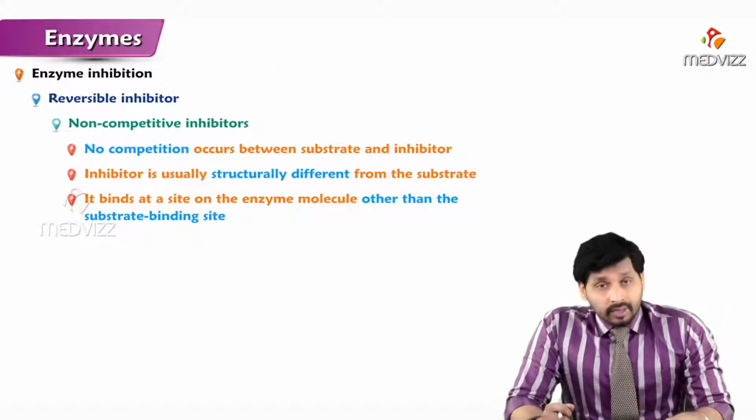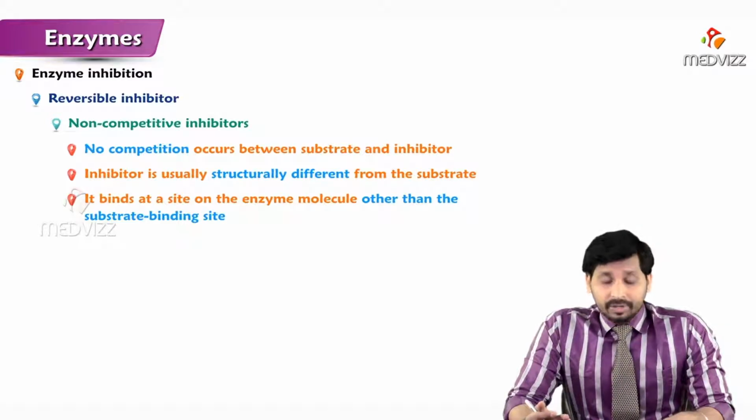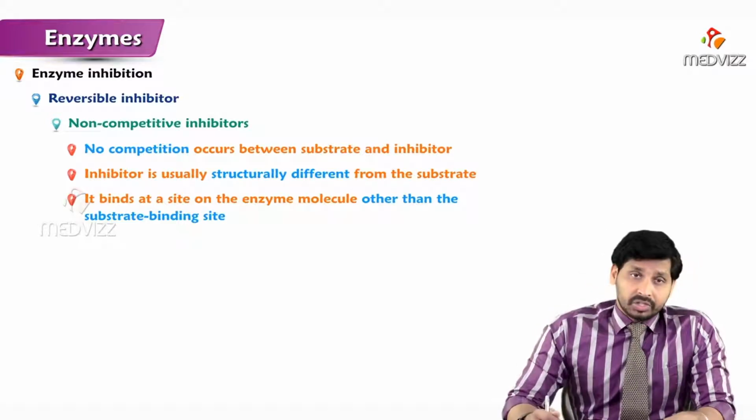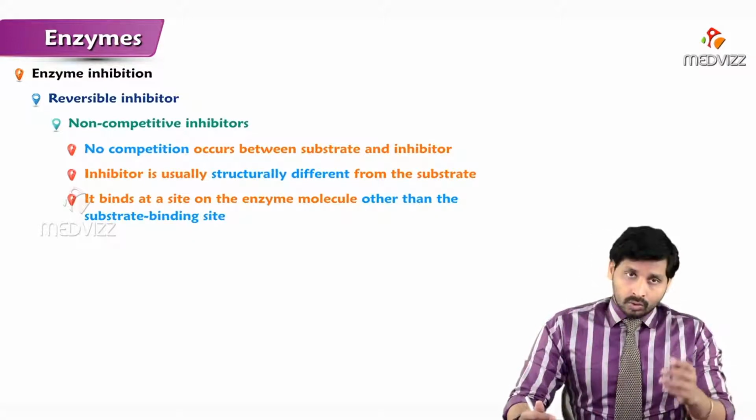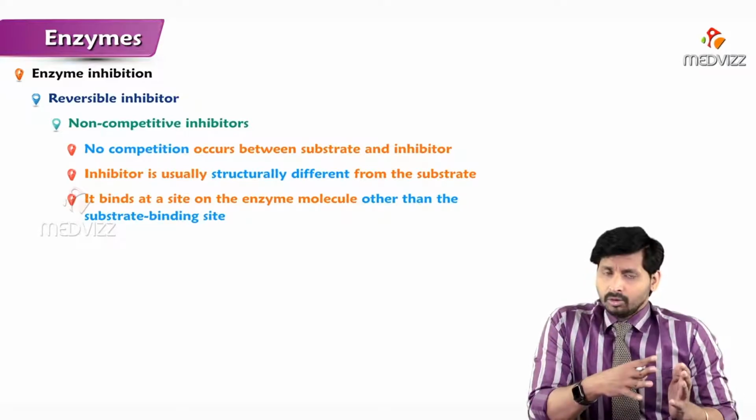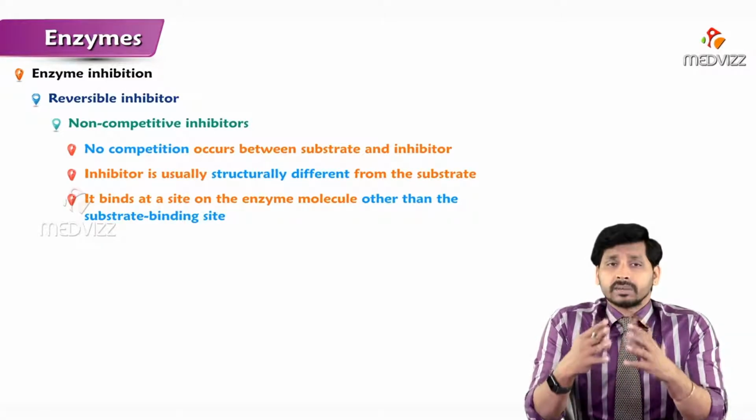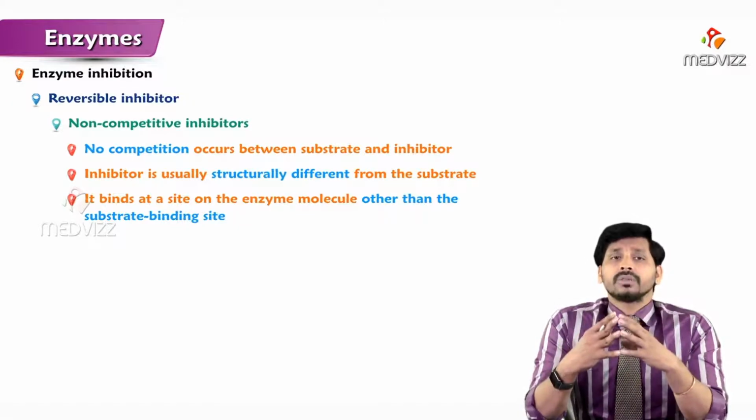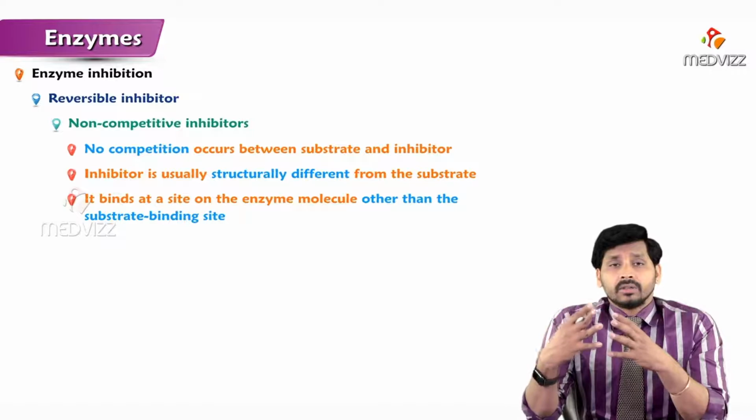Hello everyone, in this video we'll be talking about another category of enzyme inhibition, that is non-competitive inhibition, which comes under reversible inhibition. So what is non-competitive inhibition? In our previous video we discussed competitive inhibition. That means the inhibitor is a structural analog of the substrate, so there is a huge competition between substrate and inhibitor to bind with the enzyme.